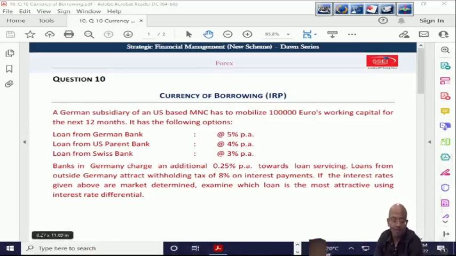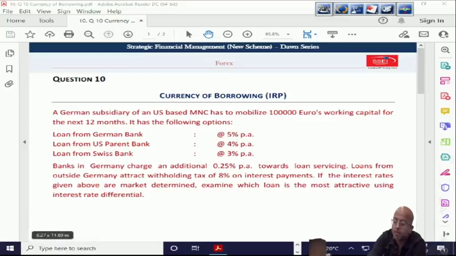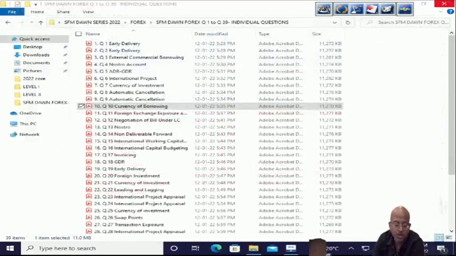Currency of borrowing. Let me see if we have another question on currency of borrowing over here. You can also check and help me out. Currency of borrowing. Do we have?